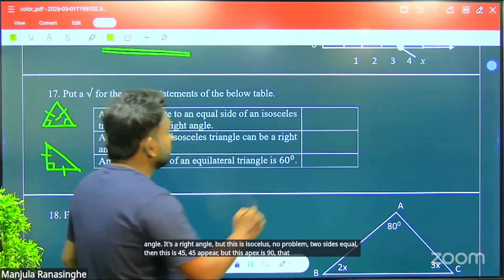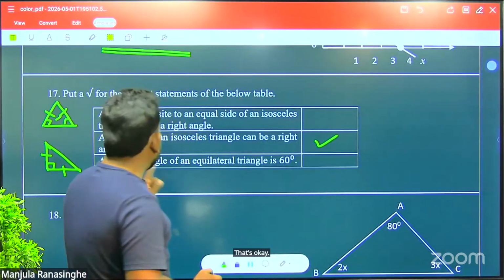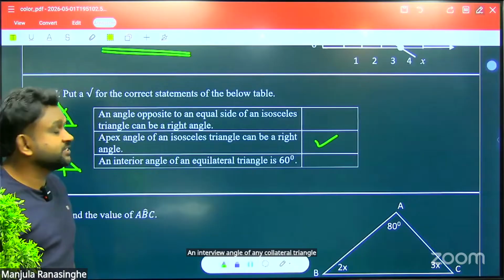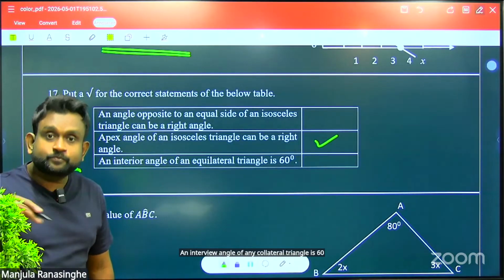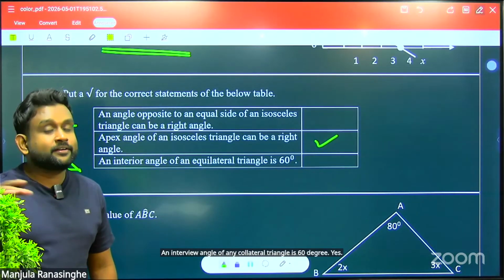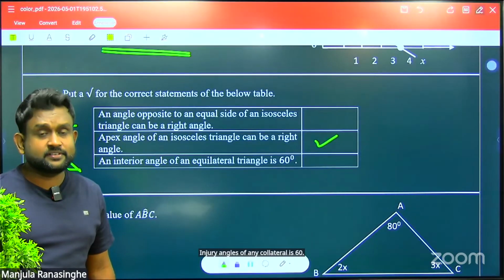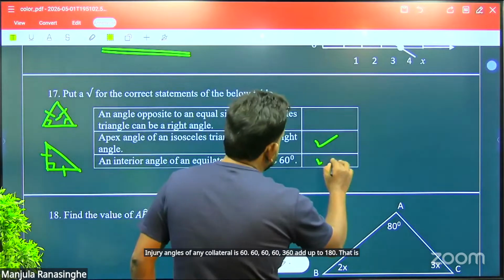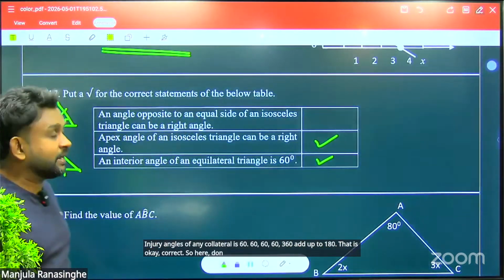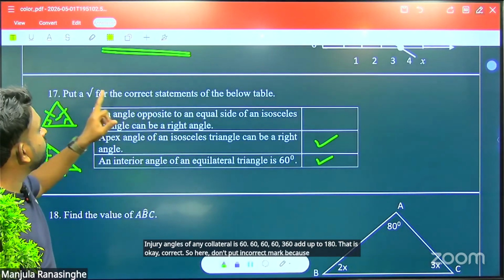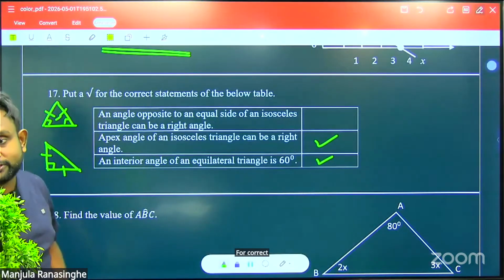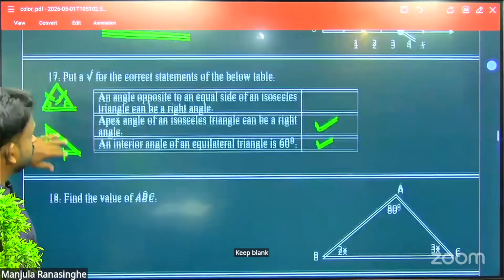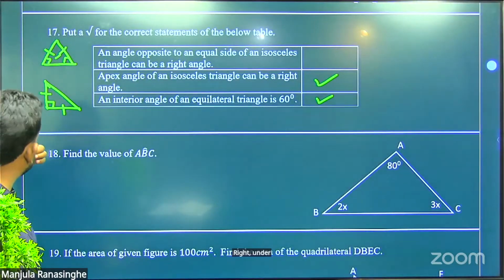That's fine, that's okay. An interior angle of an equilateral triangle is 60 degrees. Yes, interior angles of an equilateral triangle are 60. 60, 60, 60 adds up to 180. That is correct. So here don't put an incorrect mark, because the question says to put a tick for the correct statement. Keep blank. Right. Understood those concepts, right?